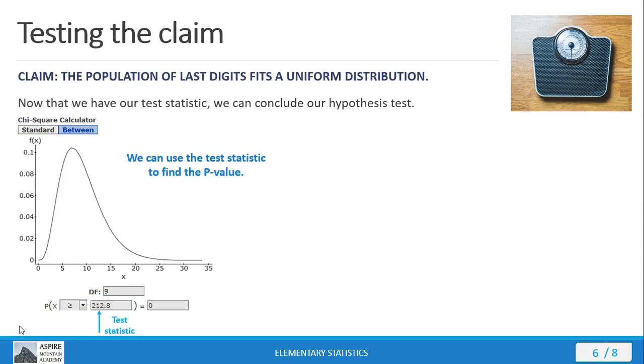Again, there's our test statistic we put in. The p-value is what comes out. With a p-value of 0, we're definitely less than the 5% significance level, so we're inside the region of rejection. We reject the null hypothesis.